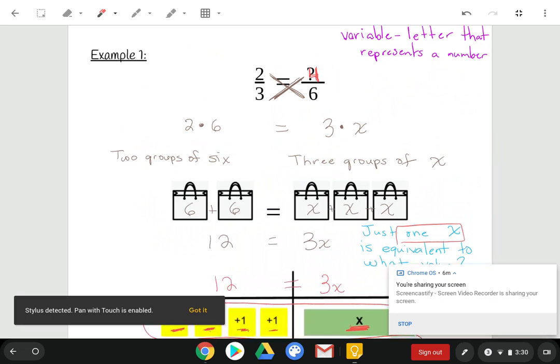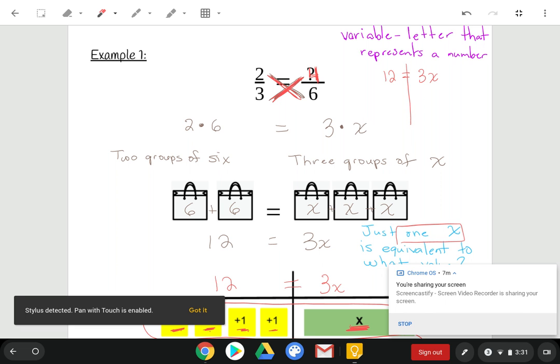Now, quickly, I want to show you how we're going to end up solving that. We're not going to be drawing pictures and such. This is how we're going to solve that. So we're going to do our cross products. We're going to go 2 times 6 is 12 equals, and then this was an X. So pretend like the X is there. So we had 3 times X, and we got 3X. That's what we're going to write.